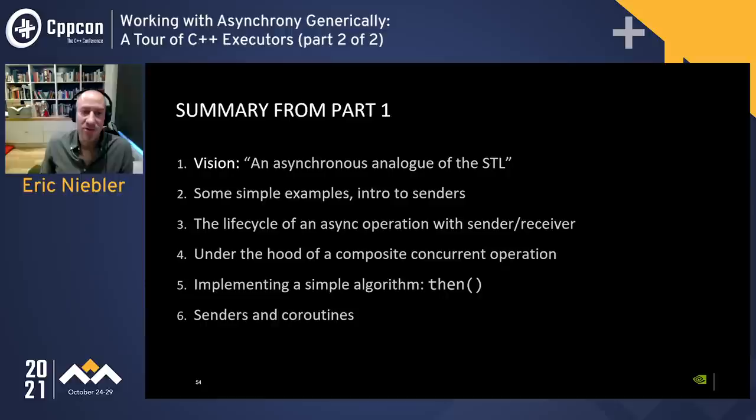So the summary from Part 1 is, I talked about the vision that we're trying to build an asynchronous analog of Alexander Stepanov's STL. We went through some very simple examples and introduced the sender concept. We talked about the life cycle of an asynchronous operation using sender-receiver, what actually happens when you start an asynchronous operation. Then we went under the hood of a composite concurrent operation and showed how all the pieces hang together and how they compose. And we implemented a very simple algorithm, the Venn algorithm, just to make sure we understand how all the pieces fit together. And we also talked about how senders interact with the C++20 coroutines language feature.